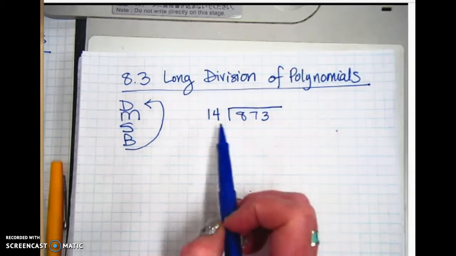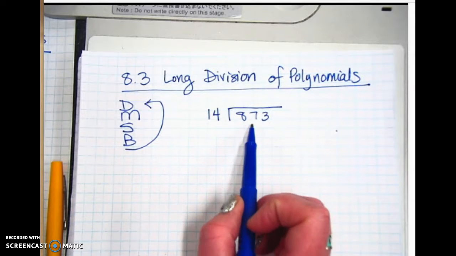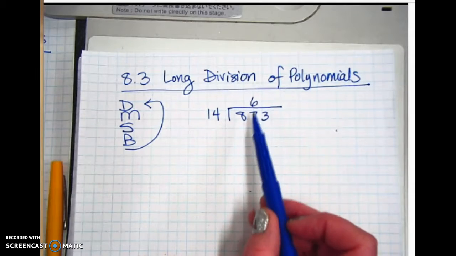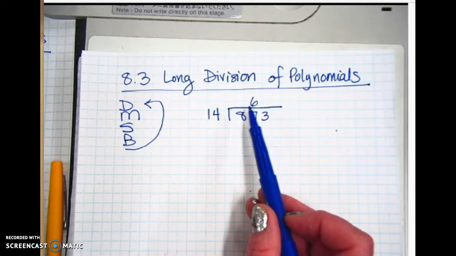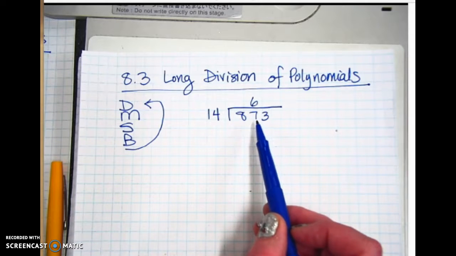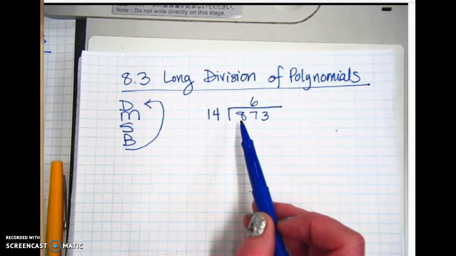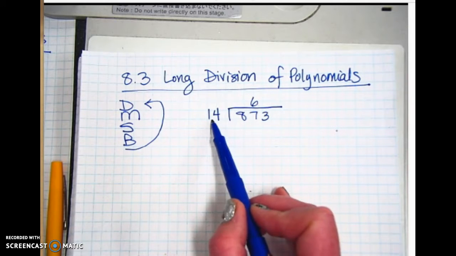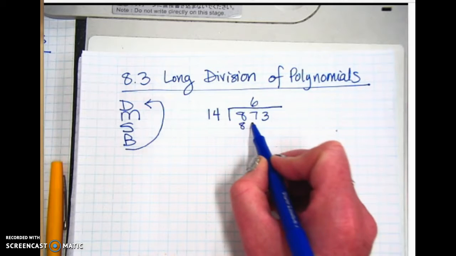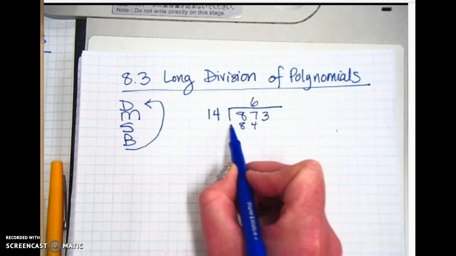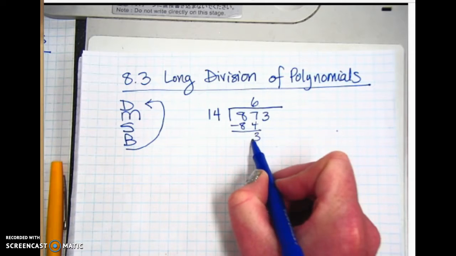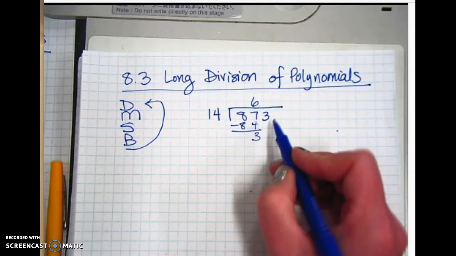you would say, okay, 14 goes into 87 6 times, right? Notice I wrote the 6 over the 7, not over the 8, because 14 goes into 87 6 times, not into 8 6 times. Okay, then you multiply. 6 times 14 is 84. Then you subtract. So 87 minus 84 is 3. Then you bring down that 3.